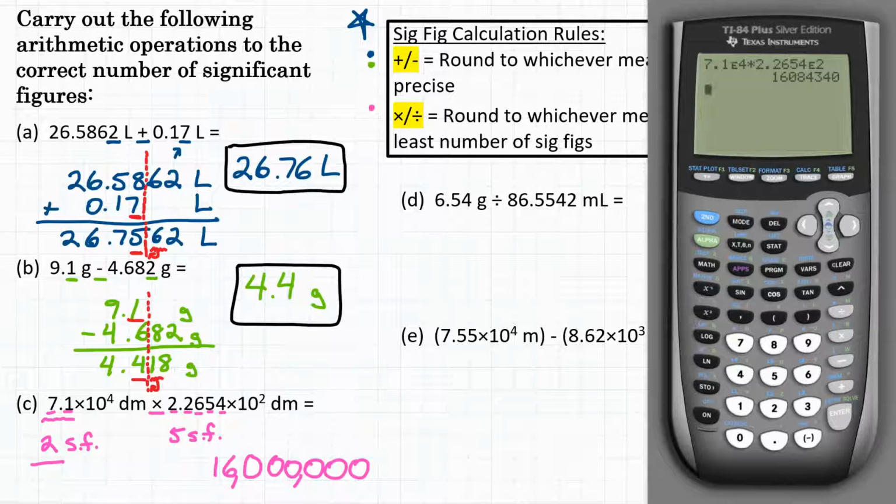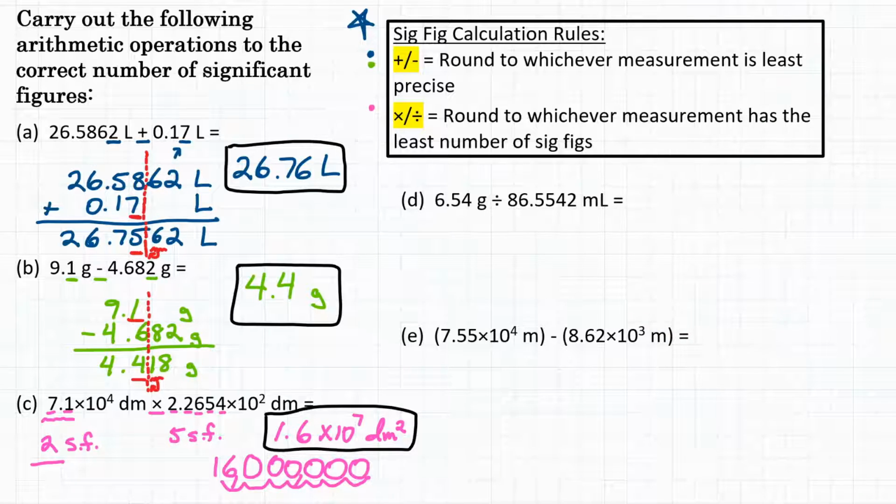So we could leave it as 16 million, or, which might be better, we put it in scientific notation. So if our decimal's here, and we're going to go 1, 2, 3, 4, 5, 6, 7 points to the left, we would get 1.6 times 10 to the 7th. And for our units, we have decimeters times decimeters. So that would get us decimeters squared. So final answer for C, 1.6 times 10 to the 7th decimeters squared.